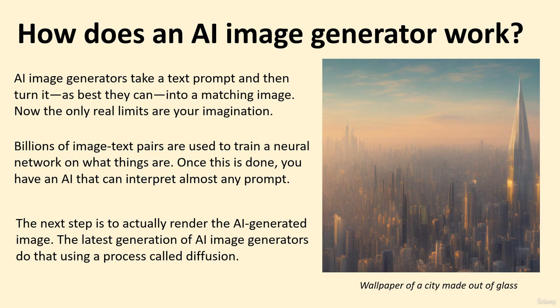The next step is to actually render the AI generated image. The latest generation of AI image generators do that using a process called diffusion. In essence, they start with a random field of noise and then edit it in a series of steps to match their interpretation of the prompt. It's kind of like looking up at a cloudy sky, finding a cloud that looks kind of like a dog, and then being able to just snap your fingers to keep making it more and more dog like.